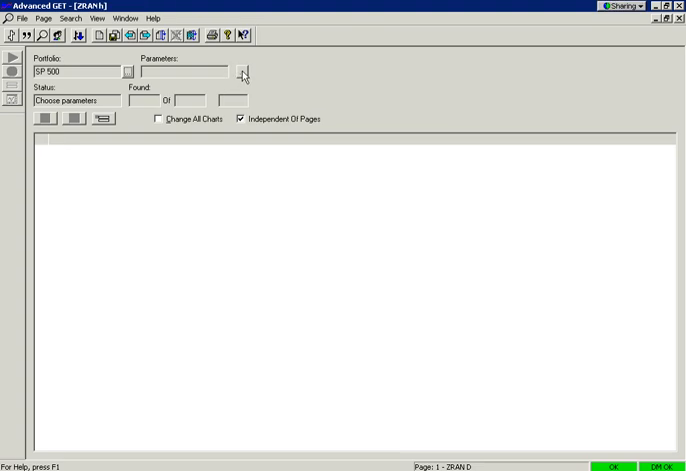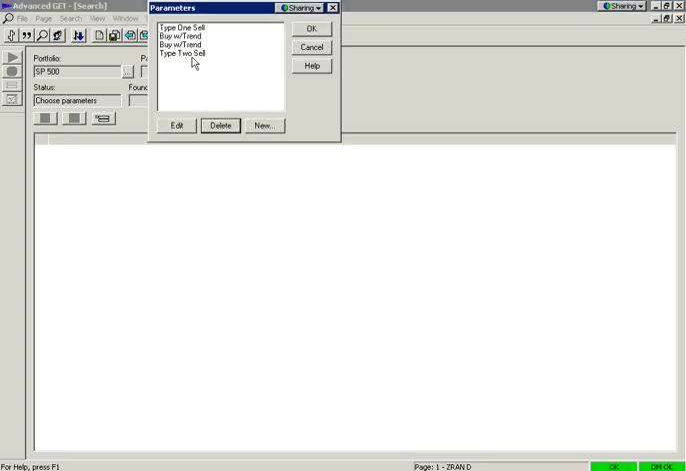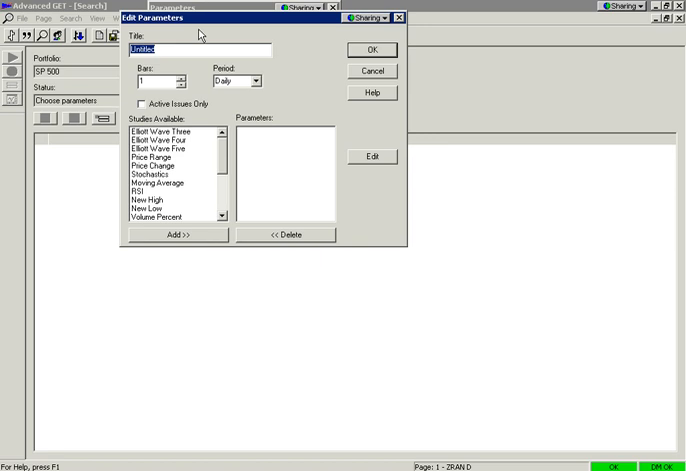And in the search, when I go into parameters, I'll go ahead and get rid of the ones that I have in here. We'll start from scratch again. I'll select the New button, setting up a new list of parameters that I'm going to title Type 1 Buy. So I've given it a title.